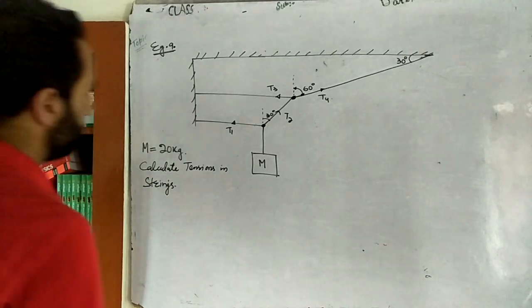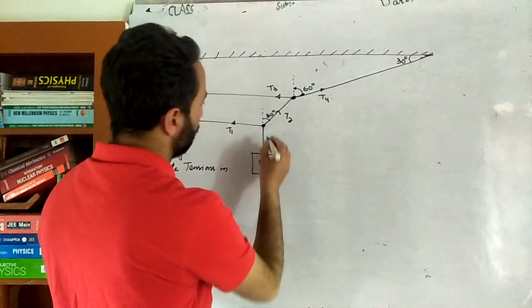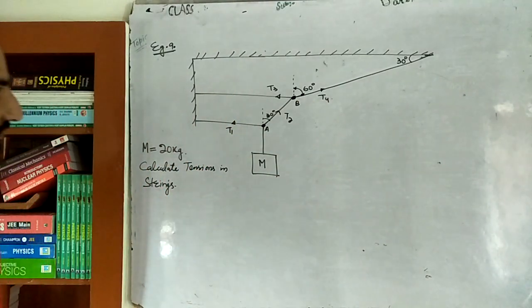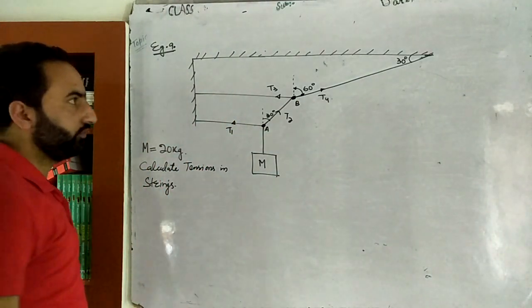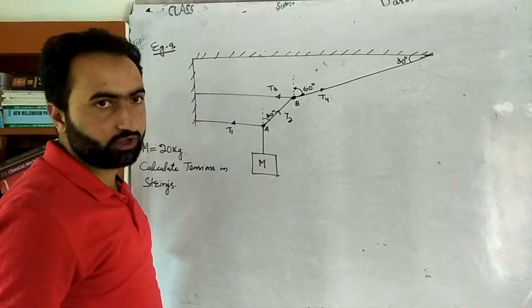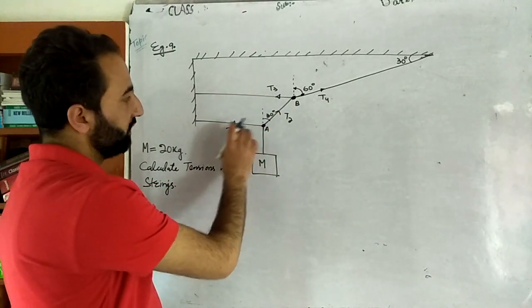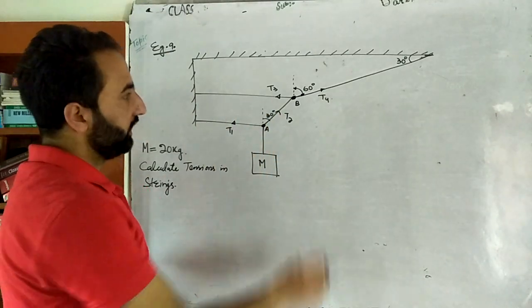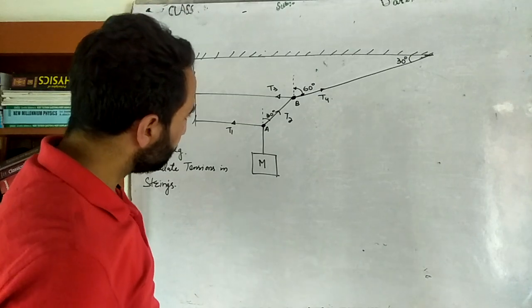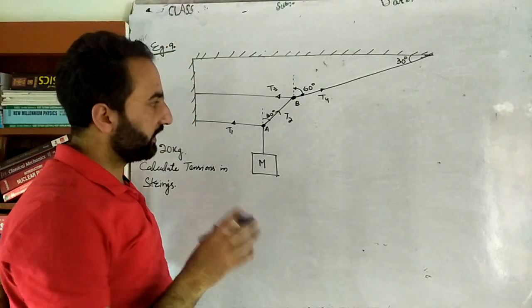Example number 9, based on Lami's theorem again. Again, there are two different knots, knot A and knot B. And again, the question is the same: calculate the tensions in the strings. That means you have to calculate T1, T2, T3, T4. We'll use Lami's theorem here and then Lami's theorem here. First, using Lami's theorem at A, we can calculate T1, T2. Then once we know T2, from there you can calculate T3 and T4. So first of all, pause the screen and try it yourself.